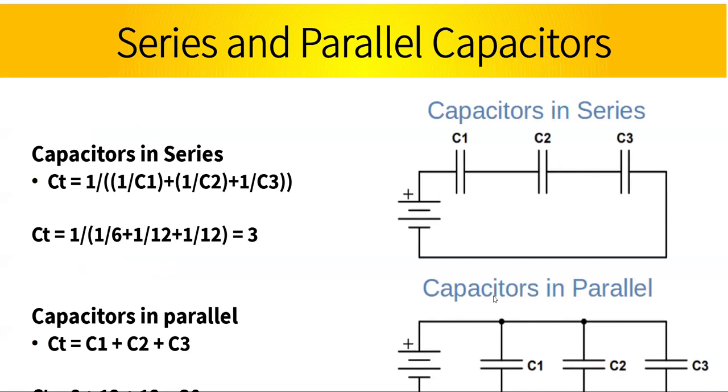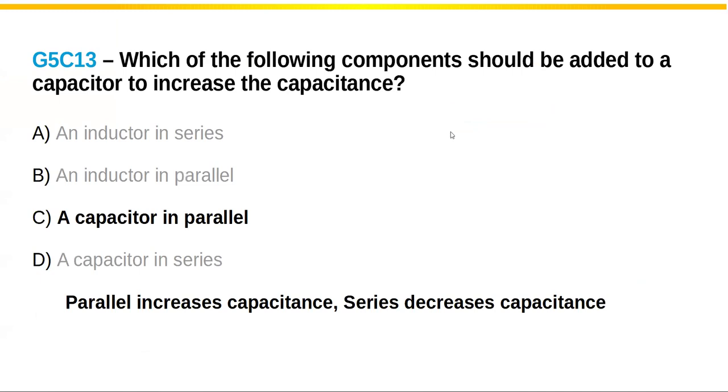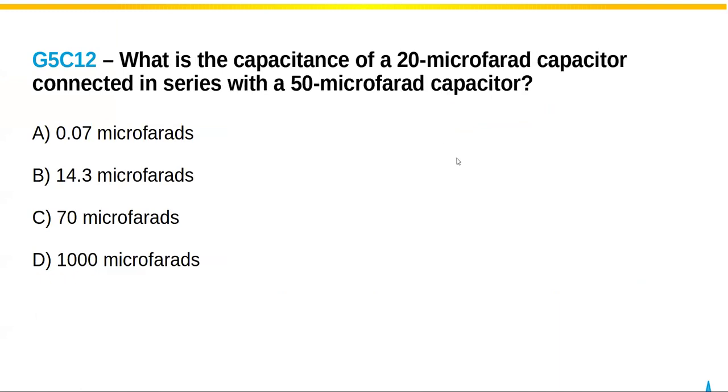Capacitors in series are the reciprocal of the reciprocals, but they add in parallel. So which of the following components should be added to a capacitor to increase the capacitance? Charlie. So you can piggyback them and increase it. That's what you do with the surface mounts.